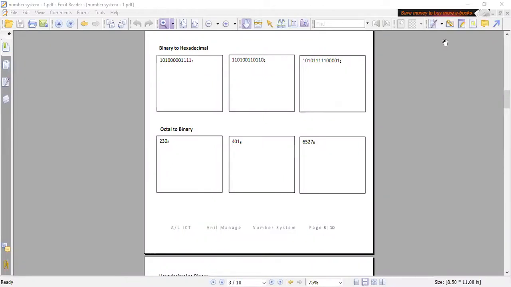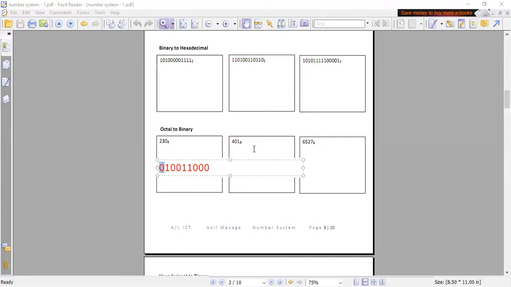First one, 230. 2 you can represent with 0, 1, 0. 3 you can represent with 0, 1, 1. 0 you can represent with 0, 0, 0. So this is your answer. Even if you don't put this 0 in front, that is correct, it doesn't matter, because this is the very first value in our answer. It doesn't have any value and won't affect the answer. So it doesn't matter, even if you put it.